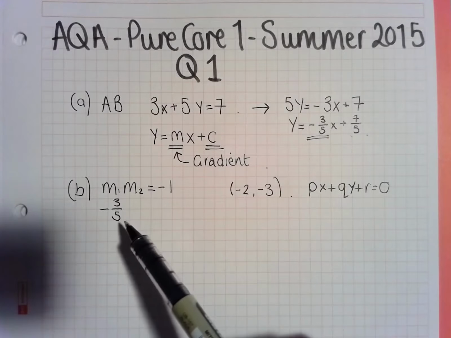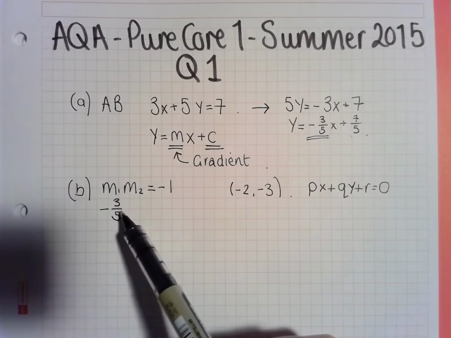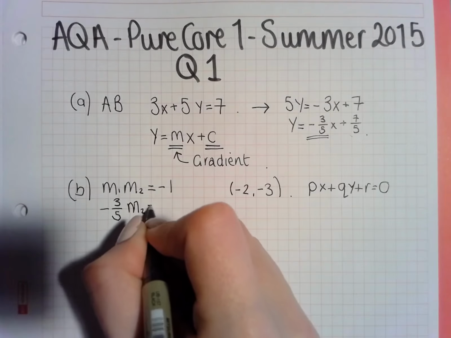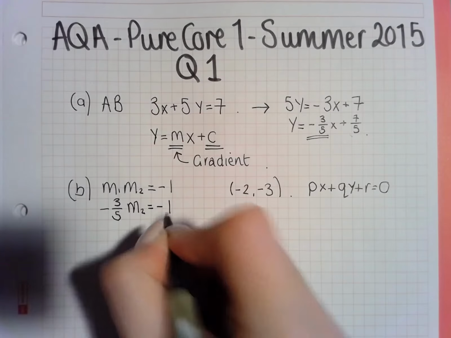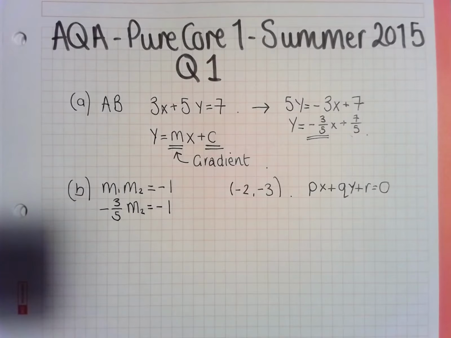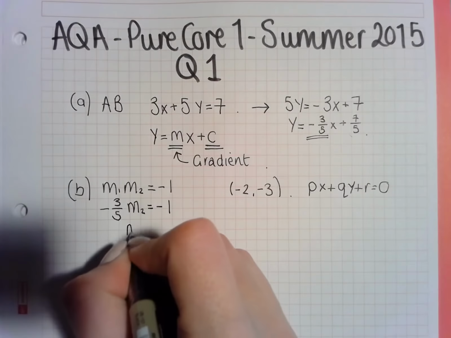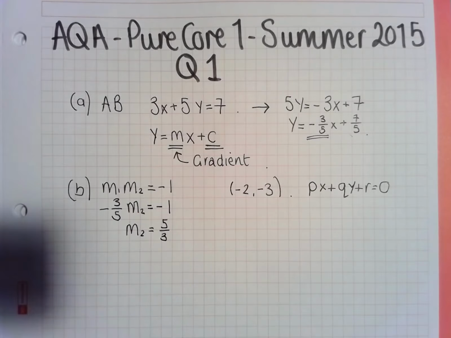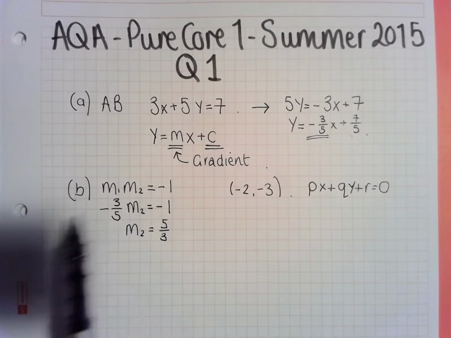So first, let's find the gradient like we were doing. We know that the gradient of AB is minus 3 over 5. We want to know the gradient of our perpendicular line, and because they're perpendicular, if you times those two gradients together, we get minus 1. Okay, so m2 equals 5 over 3, just by solving that. I hope you can see that.